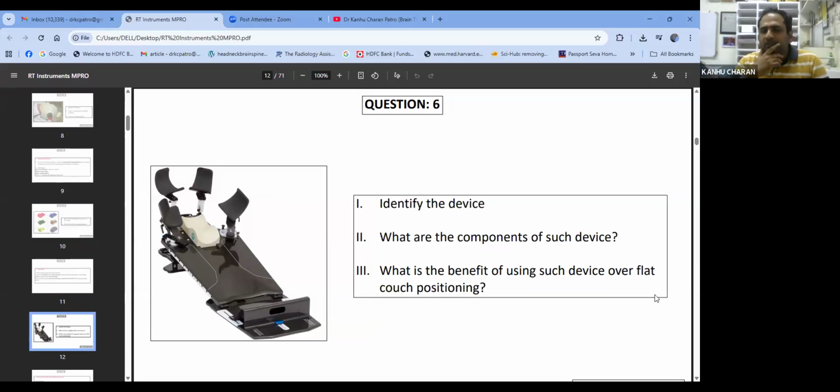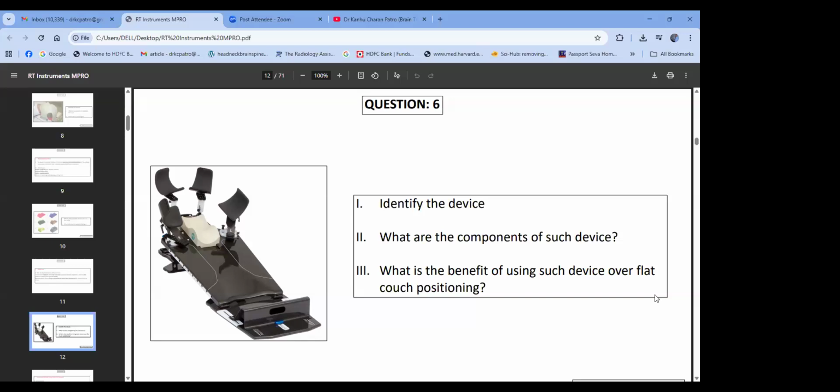Okay. What is the benefit of using this device? Breastboard is usually used in CA breast so as to align the chest wall parallel to the beam, reduce the heart and lung dose, and ensure reproducibility and patient comfort. Okay.